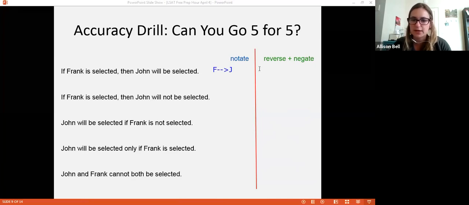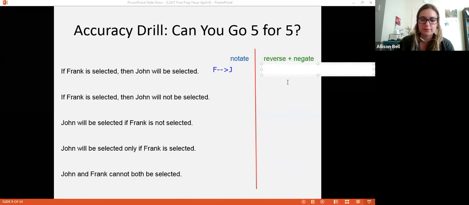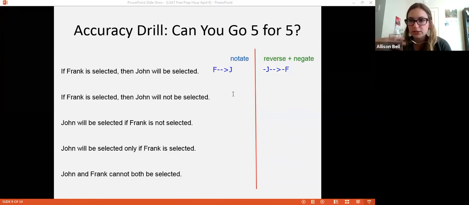So if I want to write the contrapositive of this, excellent. I see a lot of awesome responses rolling in. I'm going to reverse it and negate it. So J is going to come first, but it'll be negative. And then we're going to say negative F. Sometimes it's helpful to retranslate that back into words so that you remember what you're really talking about. So this would be, if John is not selected, then Frank must be selected, which makes sense. If Frank were selected, then John would have to be selected too.